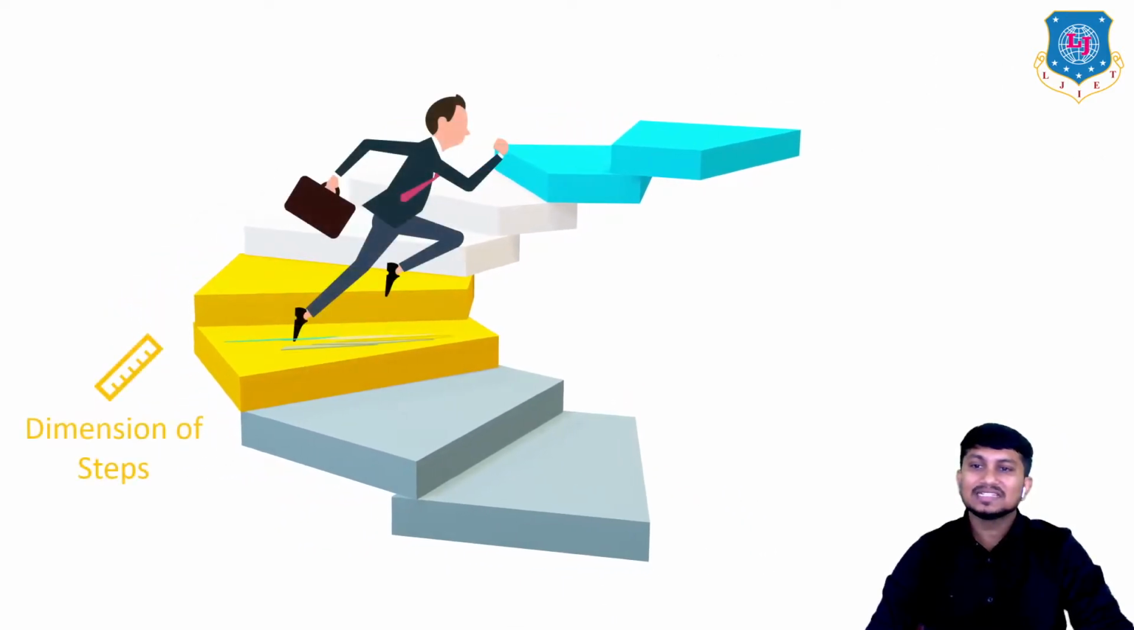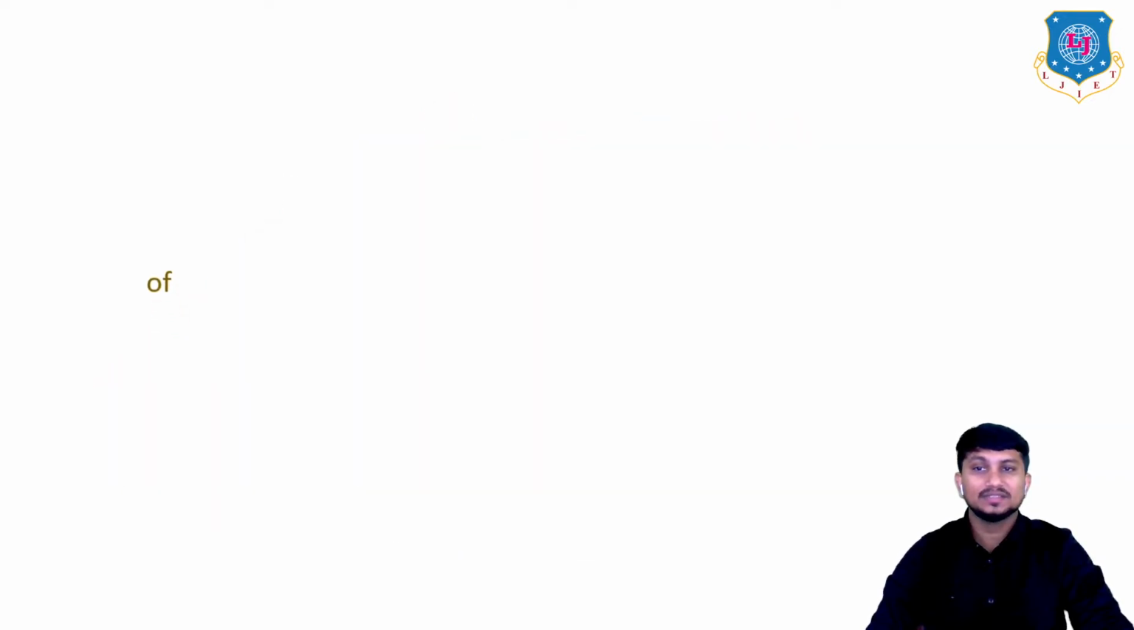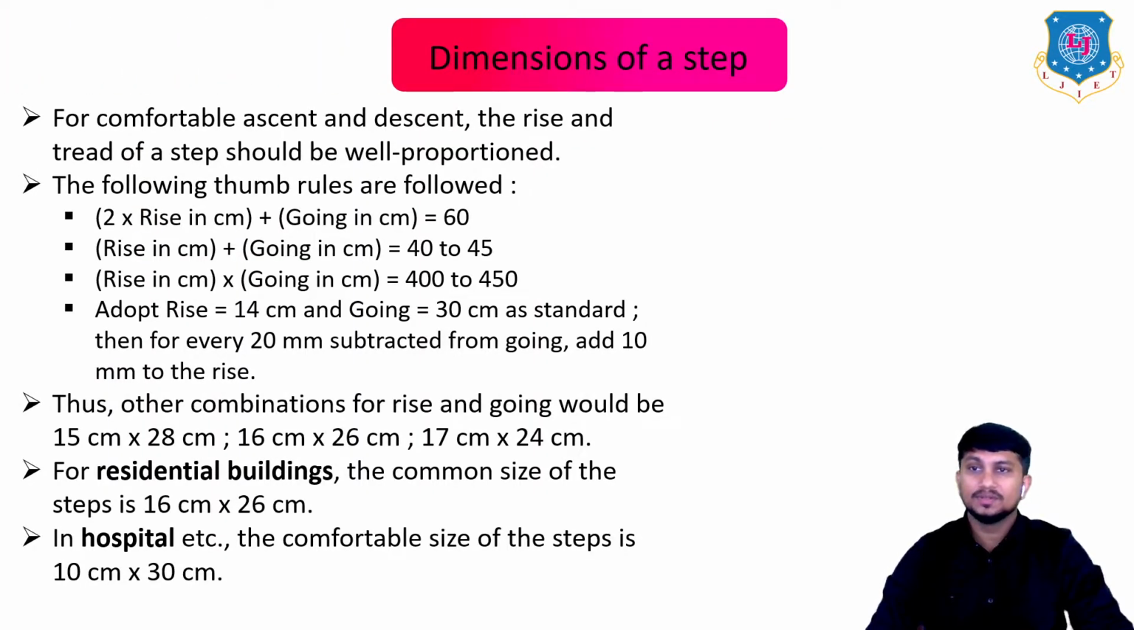Next, what are the various dimensions of steps? Let's see the dimension of a step. For comfortable ascent and descent, the rise and tread of steps should be well proportioned. The following thumb rules are generally followed for dimensions of the steps. Two times rise in centimeter plus going in centimeter should be equal to 60. Rise in centimeter plus going in centimeter should be about 40 to 45 centimeter. Rise in centimeter multiplied by going in centimeter should be about 400 to 450.